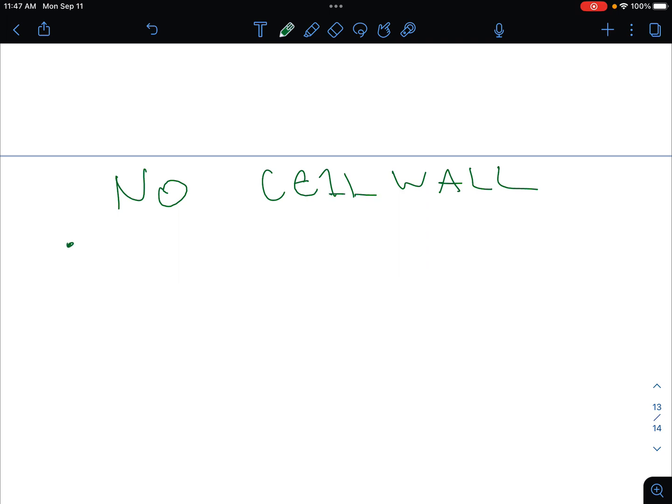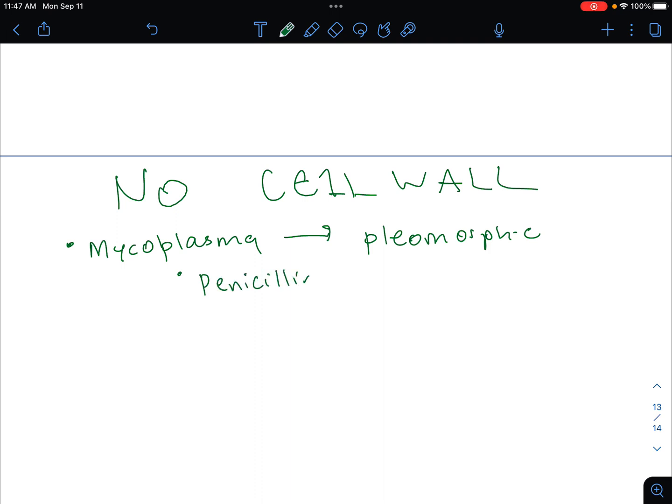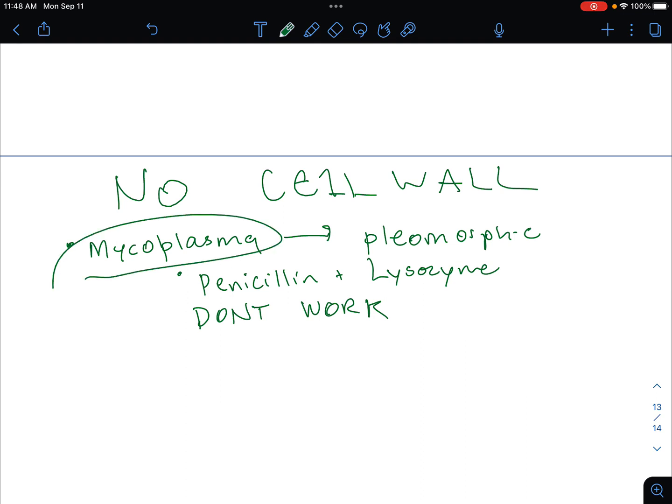So the species in question is Mycoplasma, and they have a variable shape called pleomorphic. They don't have a shape, nor do they have a cell wall, so penicillin and lysozyme don't work. If Mycoplasma was Superman, this is like coming at Superman without any kryptonite. Penicillin and lysozyme won't attack Mycoplasma bacteria because they don't have a cell wall to begin with.